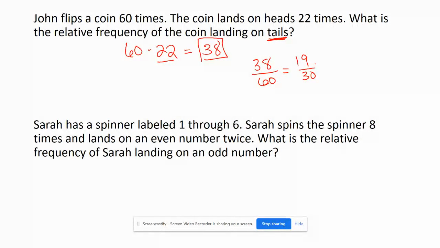And you could change that to percent. Of course, I didn't ask you to, but you can change it to 19 divided by 30, and then you will get your decimal, move it two places, you'll get a percent, right? We all know how to do that.